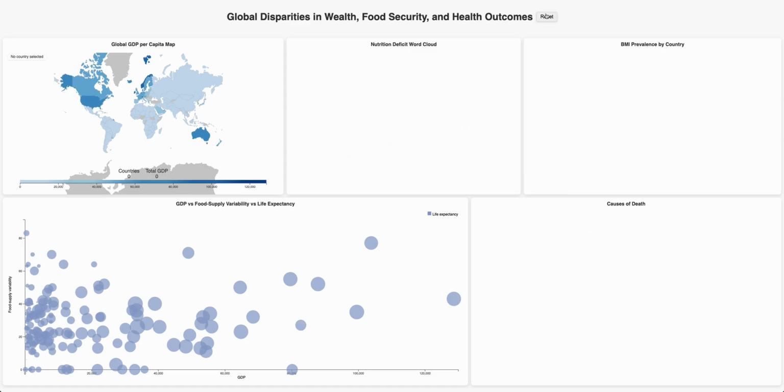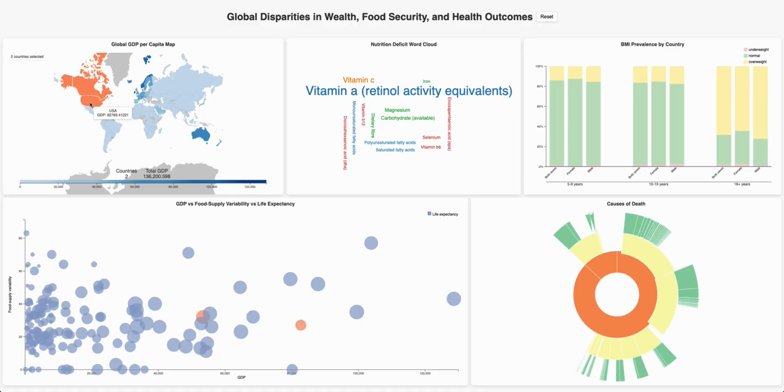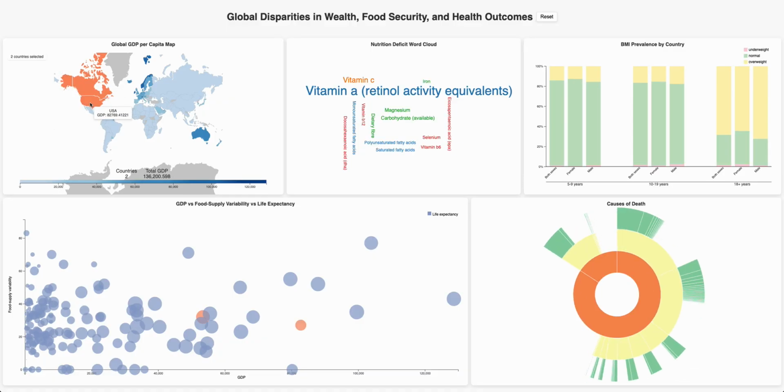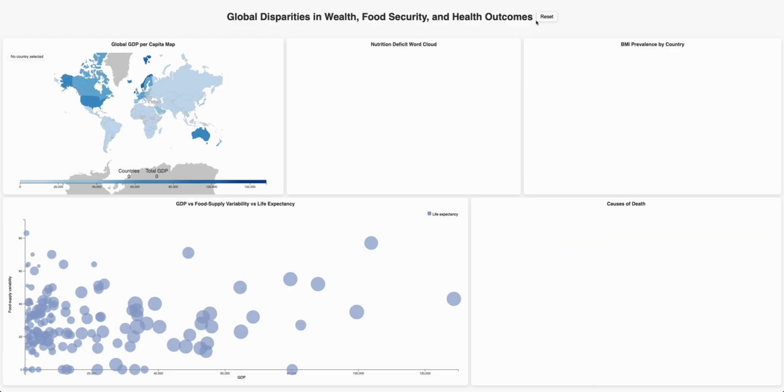We can begin with North America, like Canada and USA. For now, we're just going to use these two countries. On the map, they appear in deep blue, indicating mid to high GDP per capita. Hovering over either country shows the exact GDP figure, and we will select those countries by dragging.